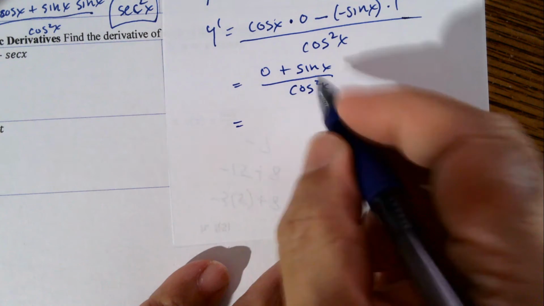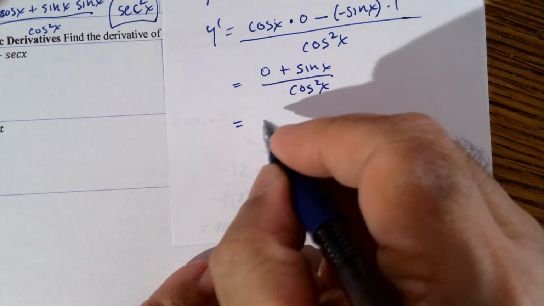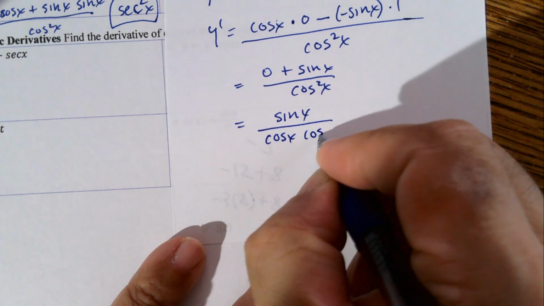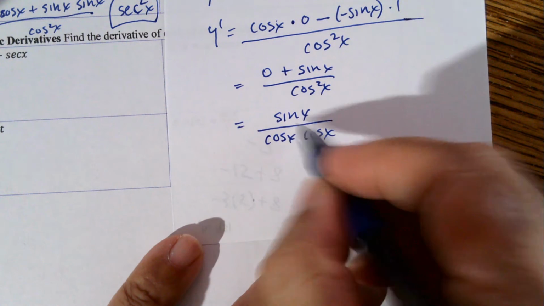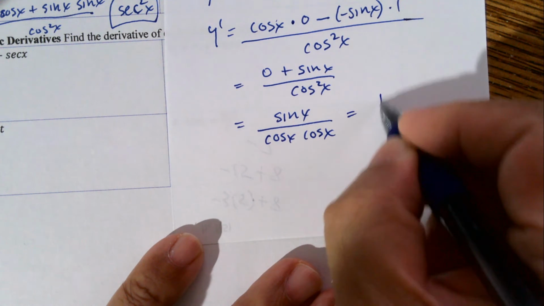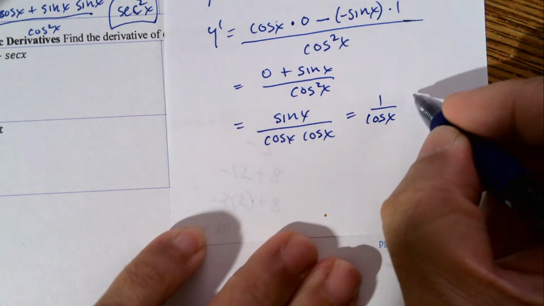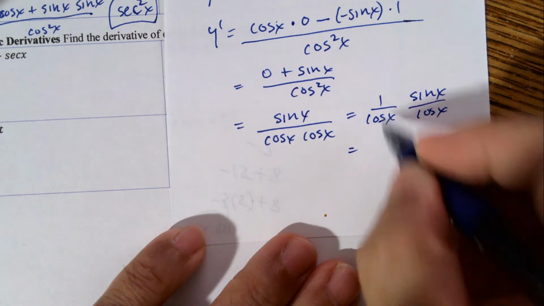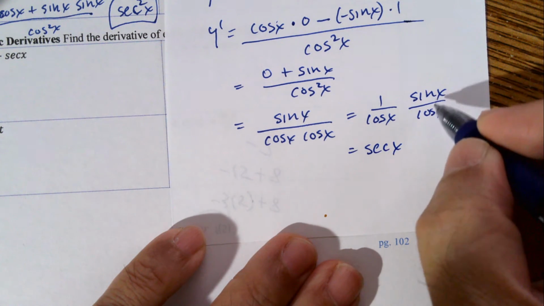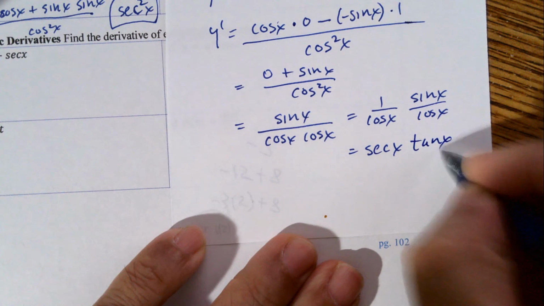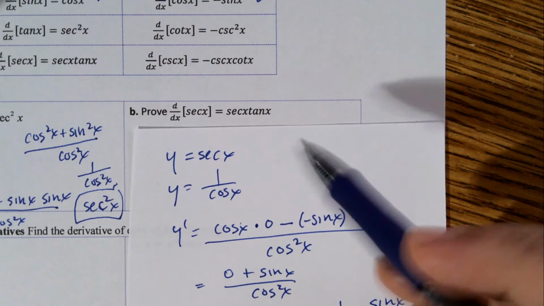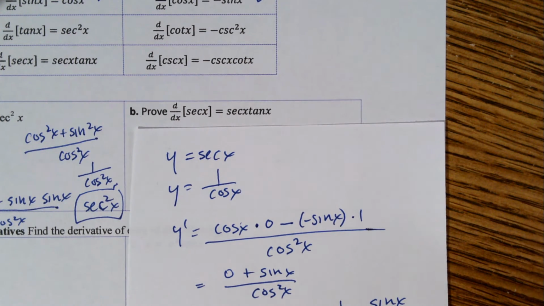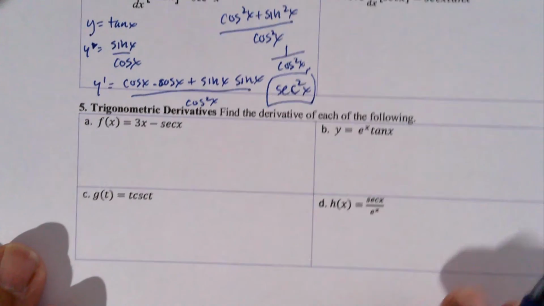Now, continuing, we'll simplify that. And I'm going to do something weird here. I'm going to rewrite it as sine x over cosine x times cosine x. So I'm going to rewrite this again as 1 over cosine x times sine x over cosine x. And what's 1 over cosine x? That's secant x. And sine over cosine is tangent x. So I have shown you how the derivative of secant x turns into secant x tangent x. That's that. All right, let's just do some examples here.